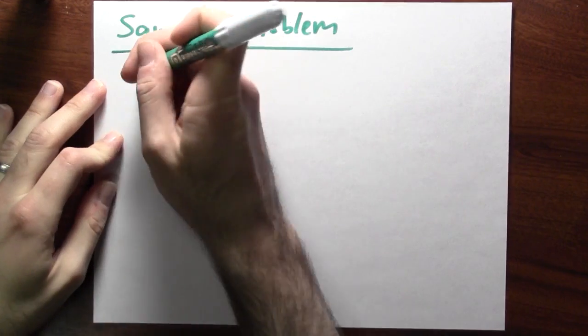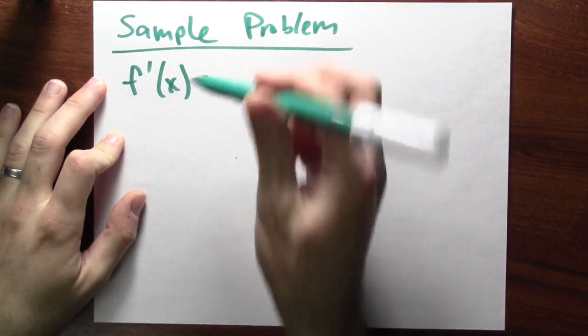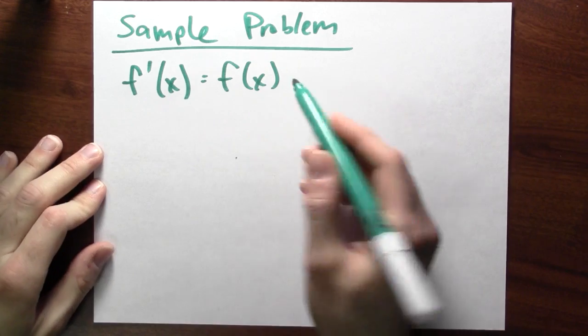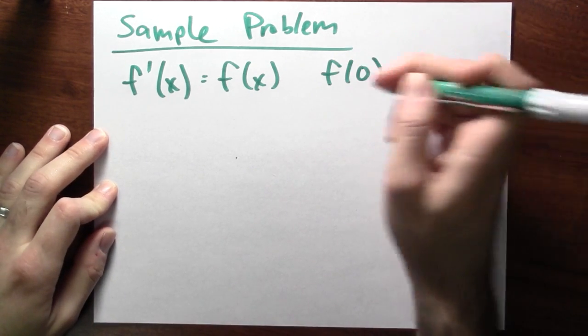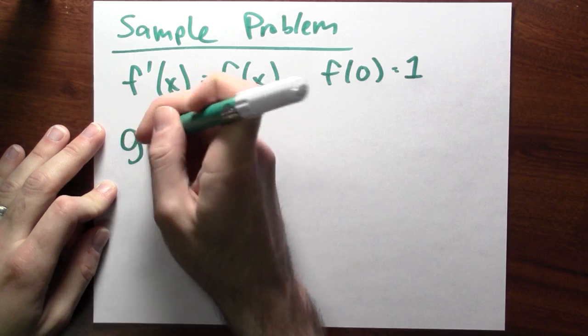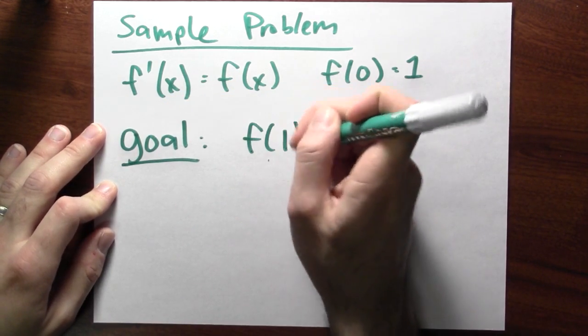Well, here is a linear approximation problem. So I've got some function f, and maybe I don't know that function immediately, but I know its derivative is equal to the function's value, say at all x. And let's suppose that I know this function's value at 0 is 1, and then my goal is to find f of 1.